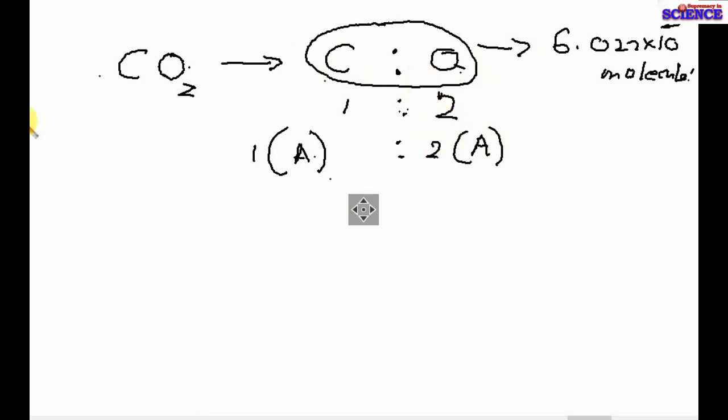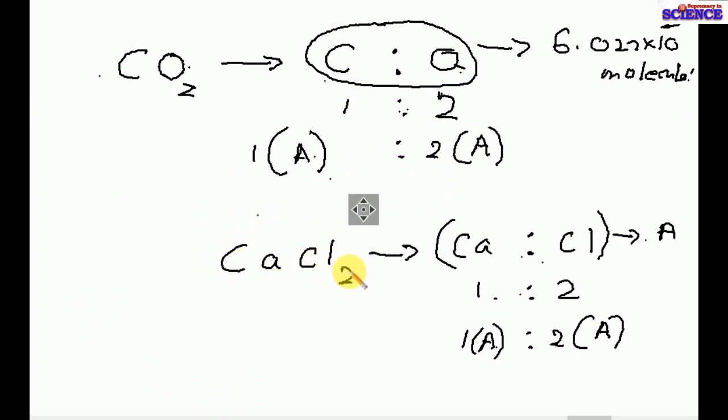Let's take another example to verify this idea. Now get this illustration here, calcium chloride. Now you write the ratio, calcium to chlorine ratio is 1:2.